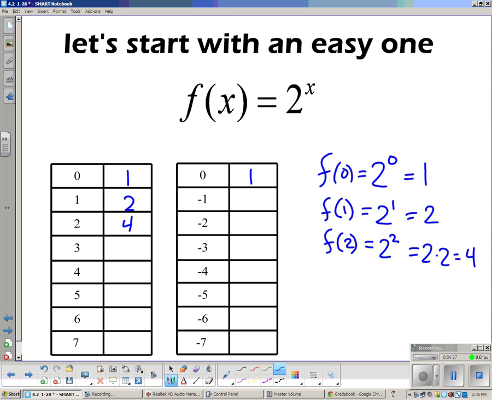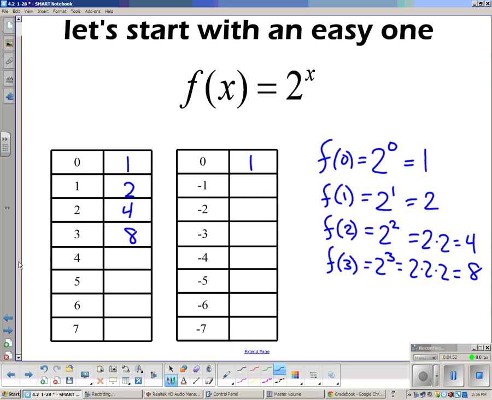Okay. We plug in a 3, we get 2 to the third power, which is 2 multiplied 3 times, or 8. So what we're essentially working with here are powers of 2. If I'm going to continue the rest of this table, I would just keep doubling the value. So 2 to the 4th power, when we plug in a 4, is 16.